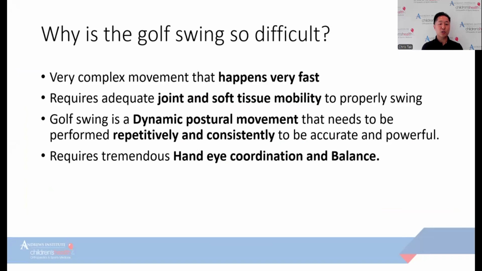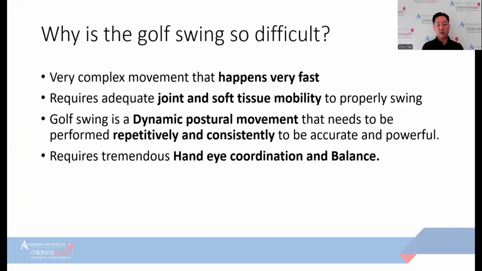It also requires adequate joint and soft tissue mobility to properly swing. Limitations of the joint and soft tissue mobilities can alter the motion as well as the sequence, which can alter your swing. And of course, golf is a dynamic postural movement that needs to be performed repetitively and consistently to be accurate and powerful. And of course, that consistency is probably the hardest part. And then you have to create proper neuroplasticity, and then of course muscle memory to deliver the ball consistently.